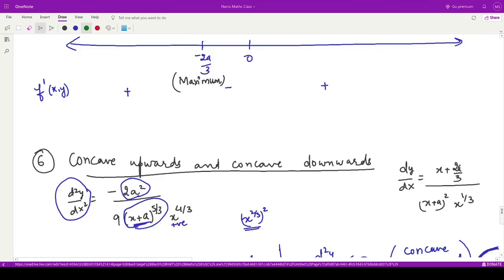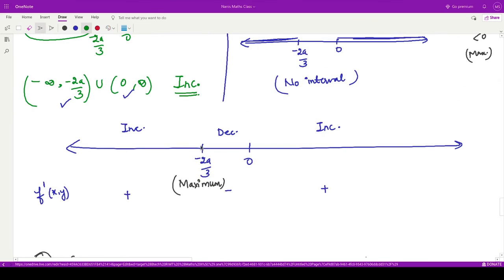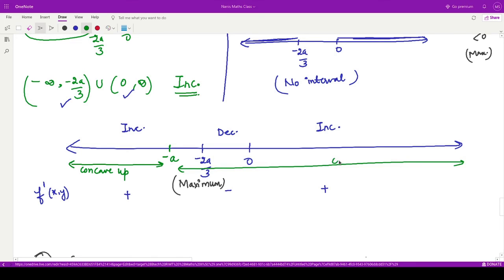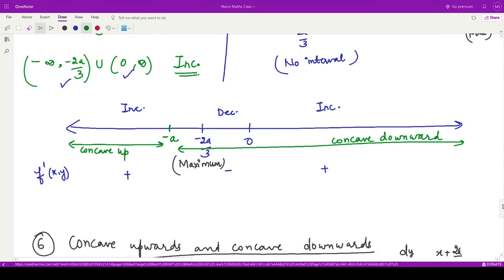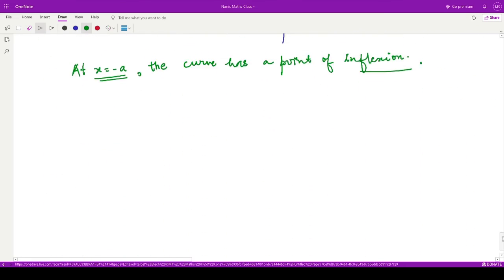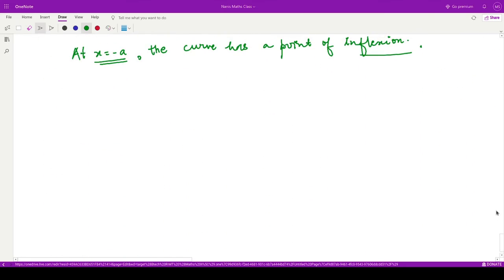So what do we have until now? If this is minus 2a upon 3, so we would have minus a somewhere here. So we say in this particular region, we have concave up nature of the graph, and from here to here we have concave downwards nature of the graph. So that means with all this information, let us try and draw the graph.